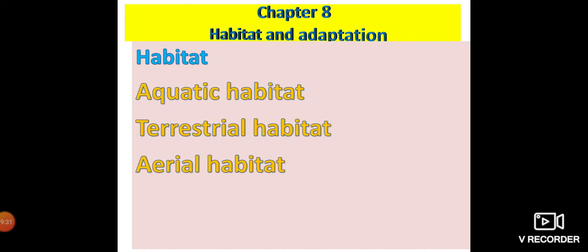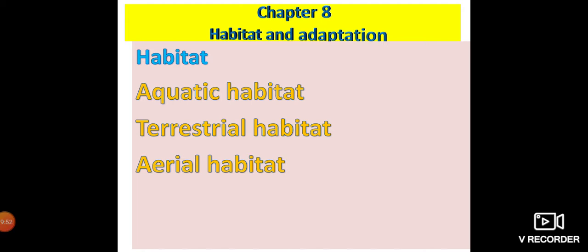Okay, and next type of habitat is aerial habitat. Aerial habitat includes the air. Aerial means air. The organisms in the aerial habitat are various types of birds, bats, butterflies, insects, etc. So different types of birds and animals can live in the air, but no plants.